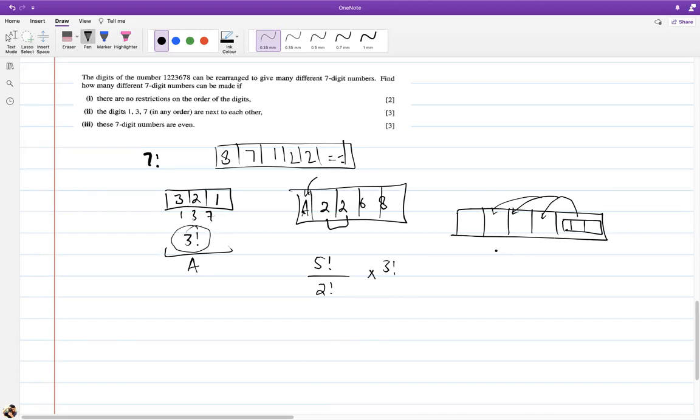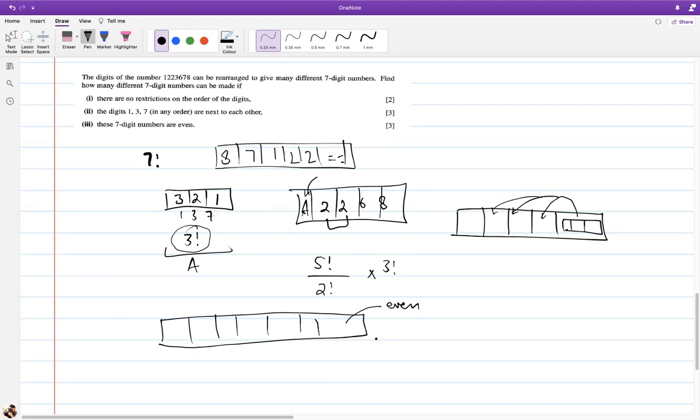Next it's saying these 7-digit numbers are even. Now I have the same 7-digit number. What are even numbers? Even numbers are where you have the last digit as even. So that means I can't put 1 here, I can't put 3 here, I can't put 7 here. I can just put 2, 2, 6, or 8. So I have 4 different ways of filling this up.